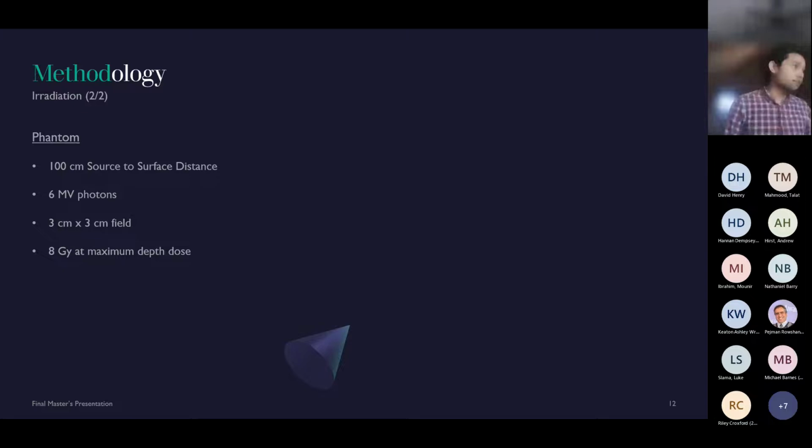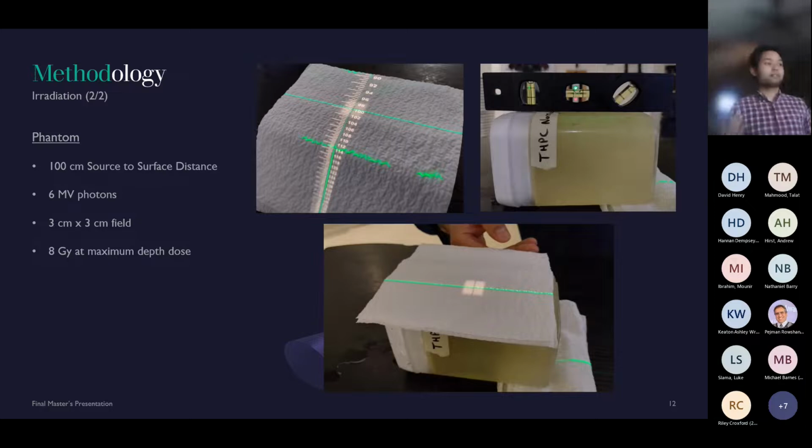So after calibrating the syringes, we then irradiated the phantoms. We used 100 centimeter source to surface distance. We used 6 megavoltage photons. We used a small 3x3 field so that it fits inside the phantom. And we tried to deliver 8 gray at the maximum depth dose, just so that we can clearly see that it's been irradiated. If you see the pictures on the top left, we use the light field as well as other methods to make sure that it's 100 centimeters source to surface distance. We use the spirit level to make sure everything is balanced and even, and then you can see the light field on the bottom.